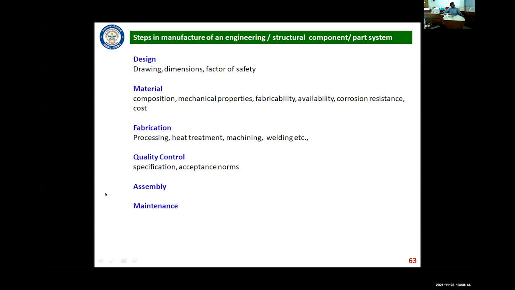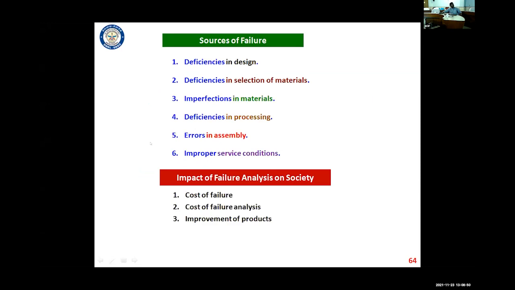Why I'm explaining all these: any deficiency in any of them may cause the failure of that particular component. Now, what are the sources of failure? Whatever I explained earlier, suppose any deficiency in design, it may lead to failure, and also a deficiency in the selection of material. So for high temperature application, you cannot select a material which can withstand only low temperatures.